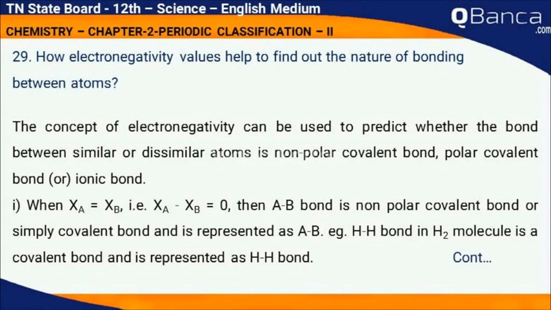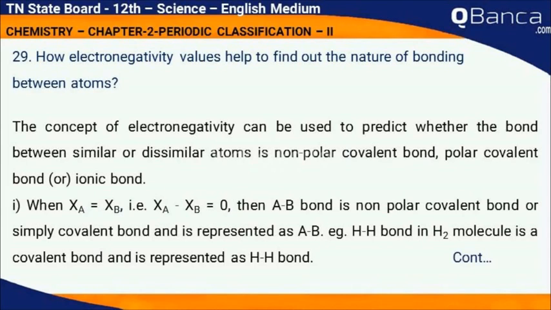How electronegativity values help to find the nature of bonding between atoms. The concept of electronegativity can be used to predict whether the bond between similar or dissimilar atoms is a non-polar covalent bond, polar covalent bond, or ionic bond.